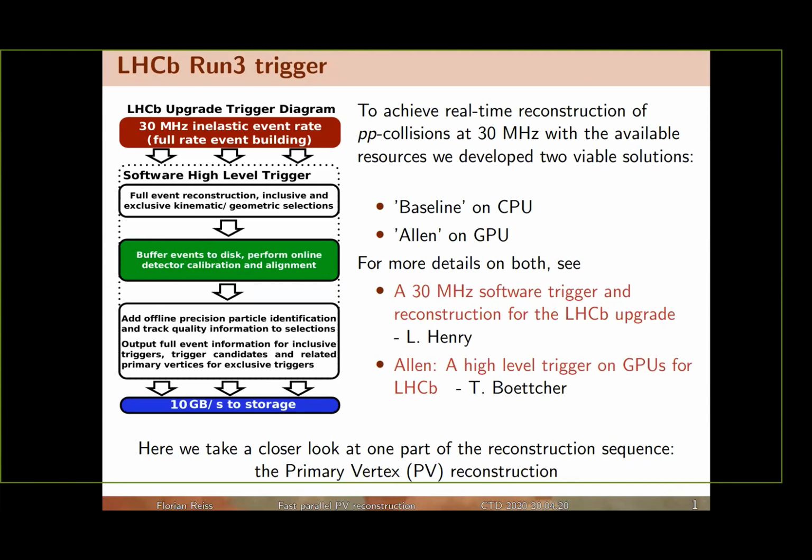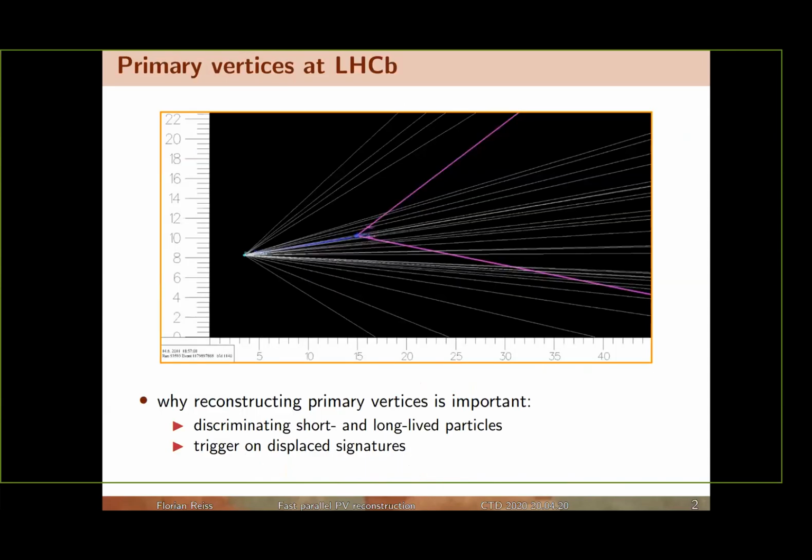In this talk, we want to have a closer look at one part of the reconstruction sequence, which is the primary vertex reconstruction. Why do we need to reconstruct the PVs? The PVs are the interaction points of the proton collisions, and we need to reconstruct them to discriminate between short and long-lived particles, and to be able to trigger on undisplaced signatures.